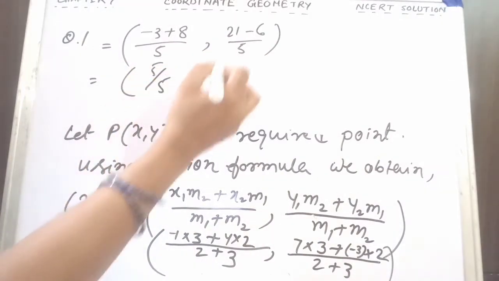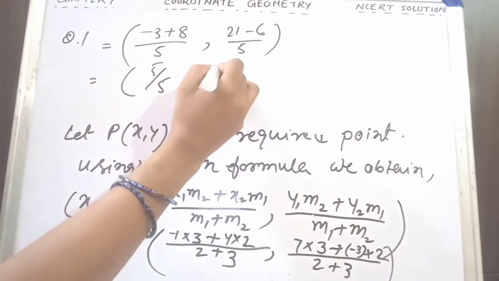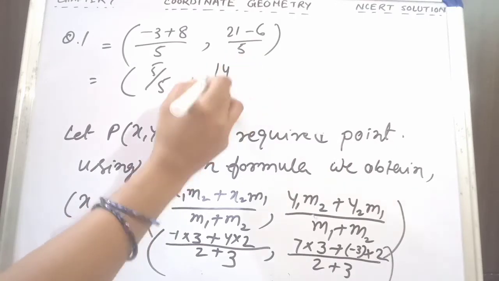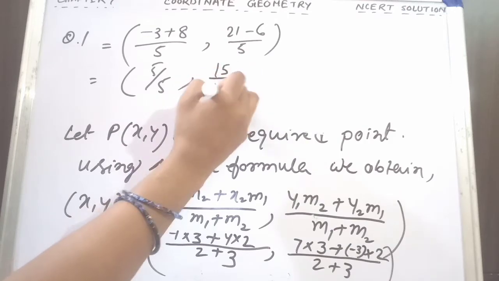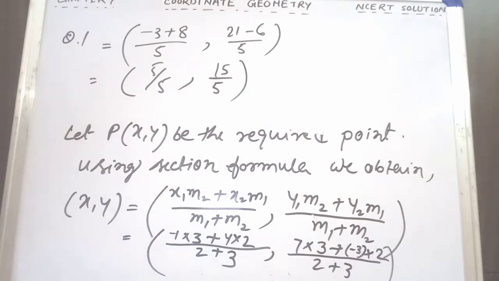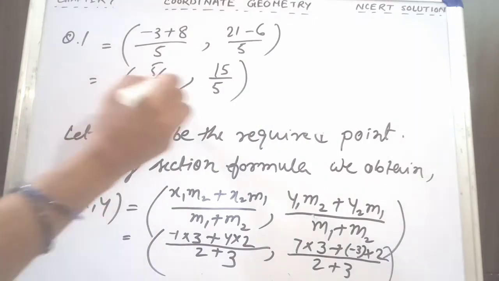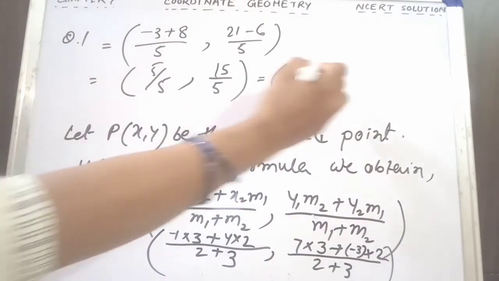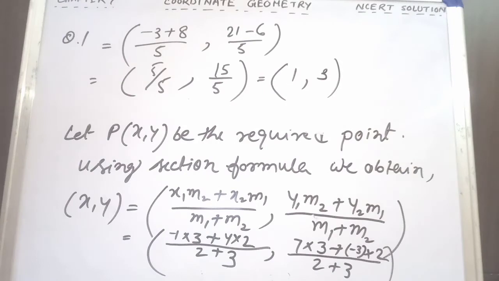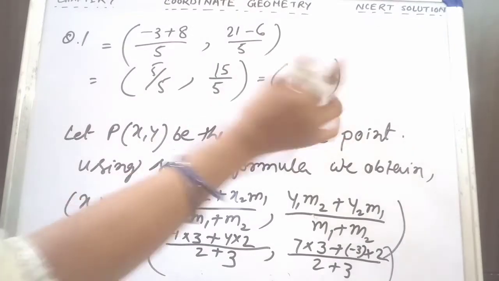5 upon 5, and 15 upon 5. That means 5 cancels out, 1, and 3. So therefore the required point is (1, 3).